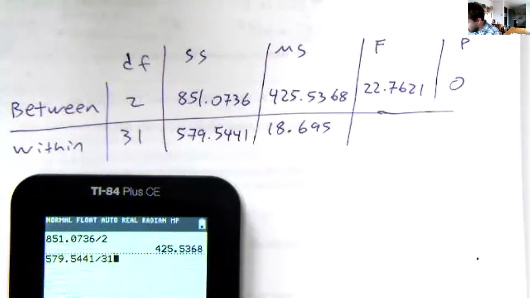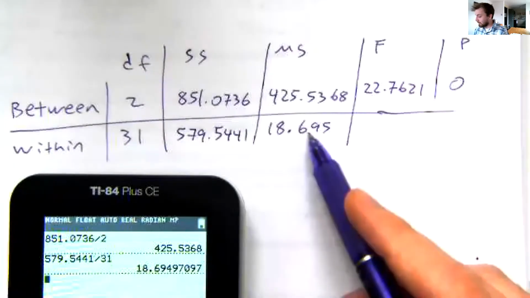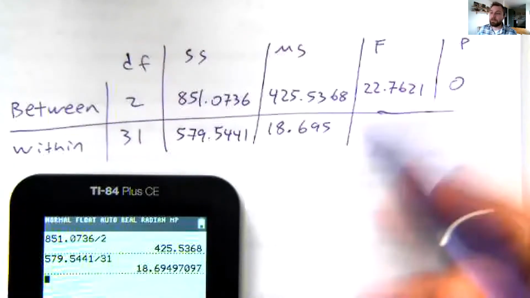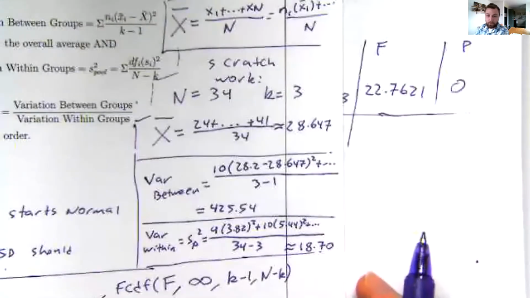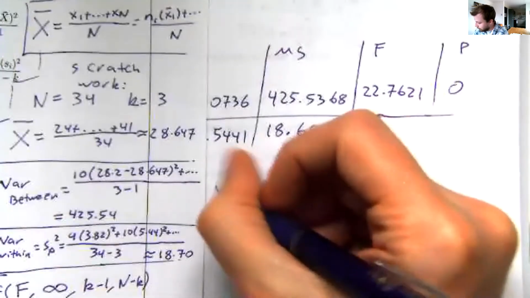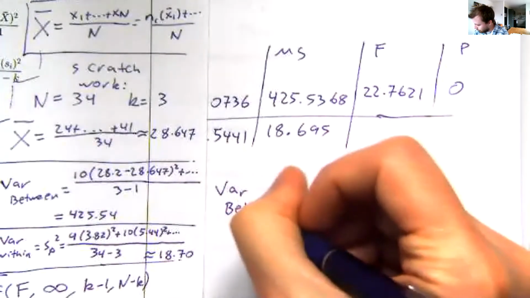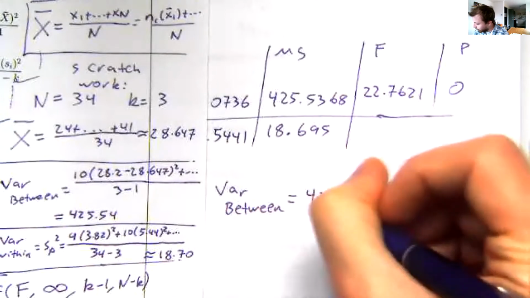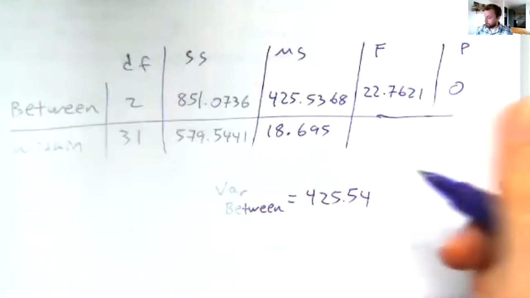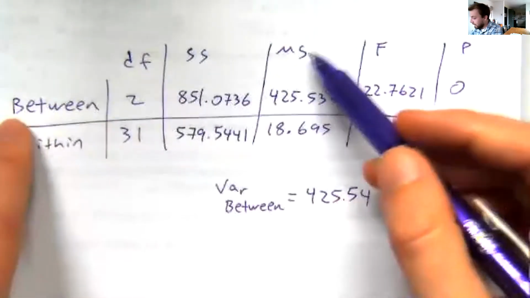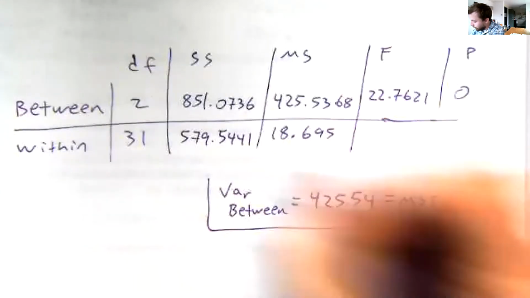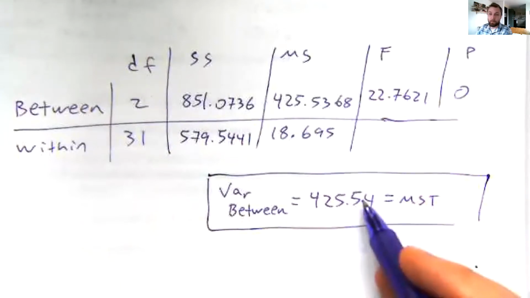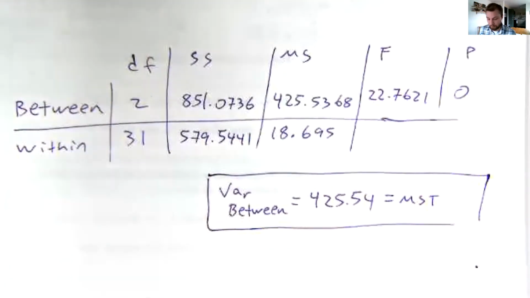579.5441 divided by 31. This is giving me this 18.695 number. I can see that both of these MS values look good. Now, when we did this calculation earlier for the variation between groups, I got 425.54. Looking at my grid here, my MS for the treatments was also 425.54. I've just verified one of those numbers.